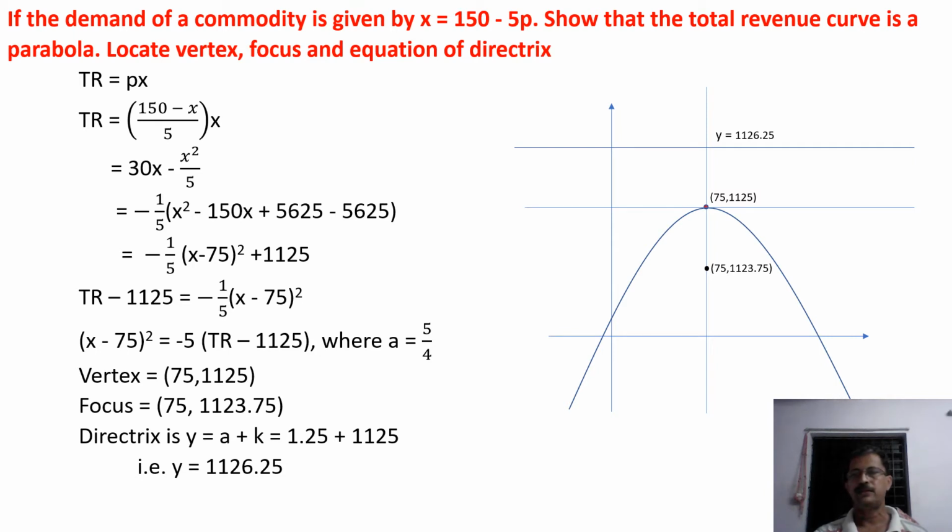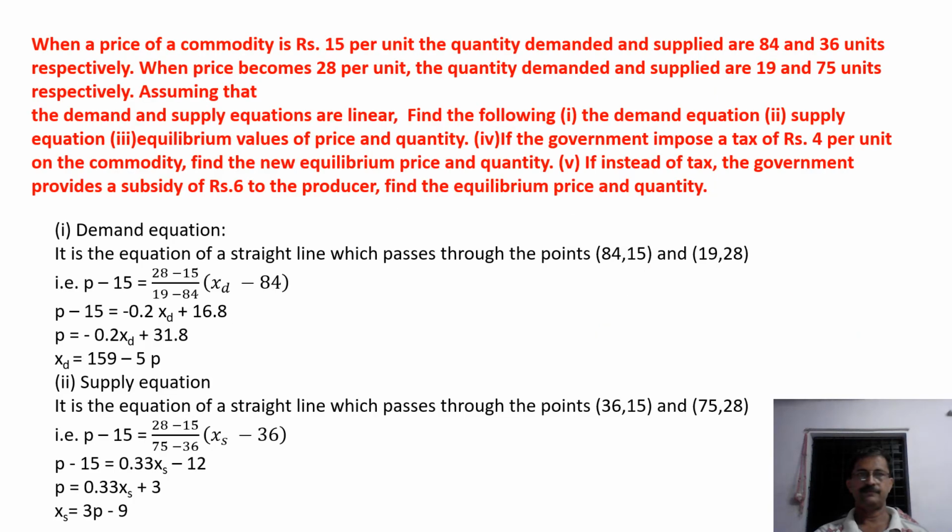This point is the focus. So subtracting a from the y coordinate, we get the y coordinate of the focus. Adding a to the y coordinate of the vertex, we get the y value or equation of the directrix, y equal to 1126.25. So the equation of directrix is y equal to 1126.25. Focus here is 75 comma 1123.75. Vertex is 75 comma 1125.